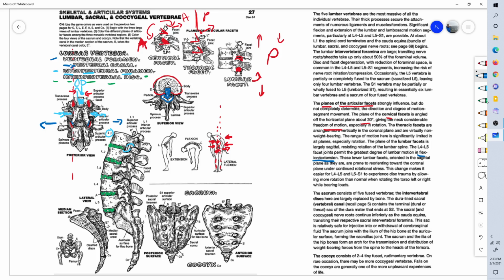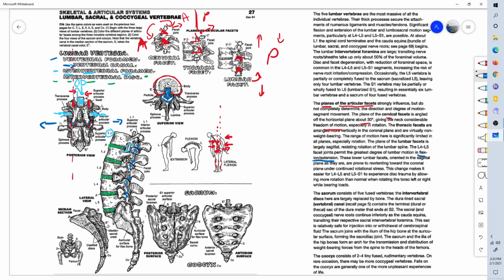And here you can see, sure enough, facing out towards you, towards the screen, or jumping out of the screen, is the inferior facet. Facing inward toward the screen is the superior facet of the one below. Facing out, facing in. Facing out laterally, facing medially. Laterally, facing medially. All in the sagittal plane.